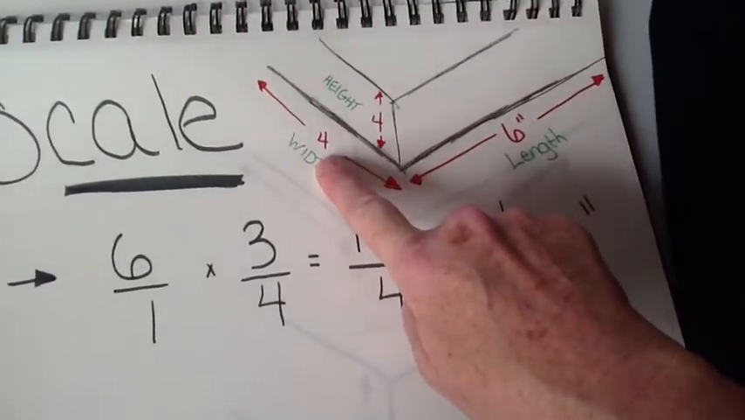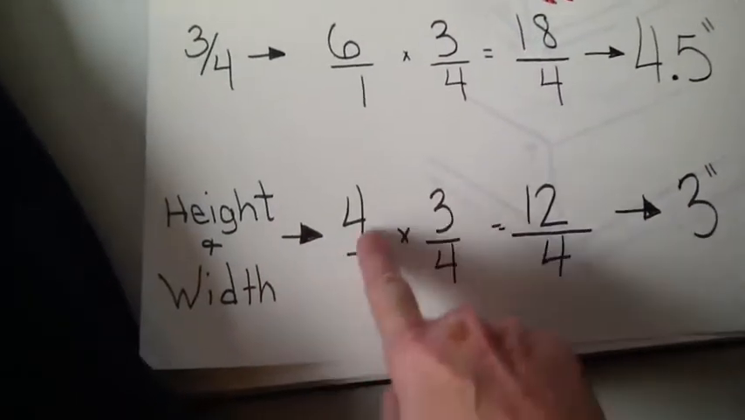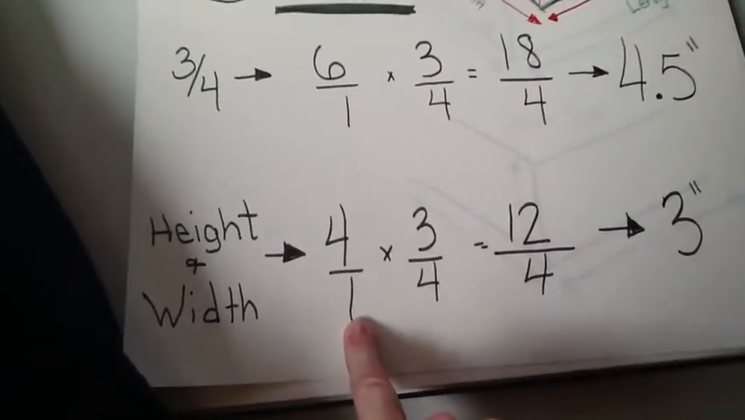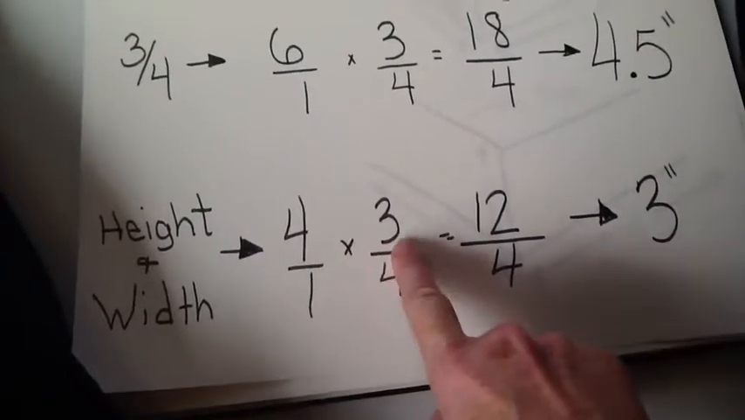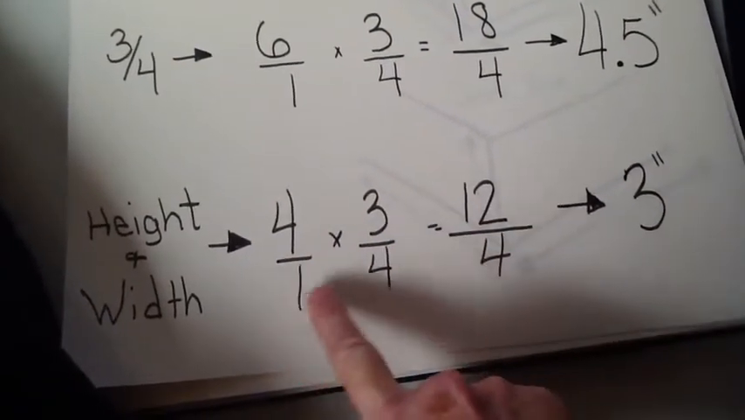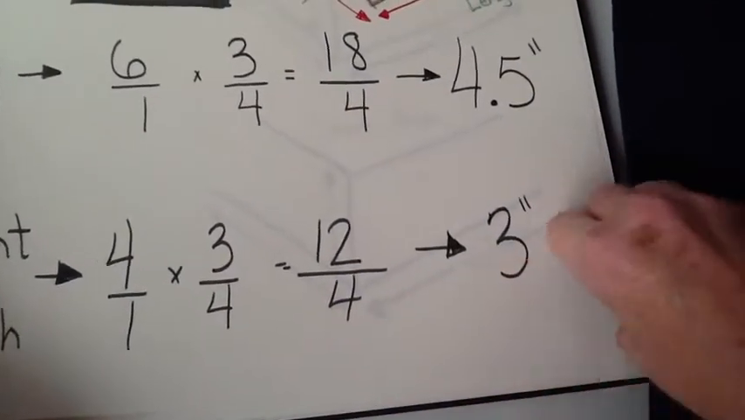What about height and width? Well, they're both 4. So if you go 4 over 1, we'll make the 4 into a fraction times our scale of 3/4. 3 times 4 equals 12. 1 times 4 equals 4. 12 divided by 4 equals 3.